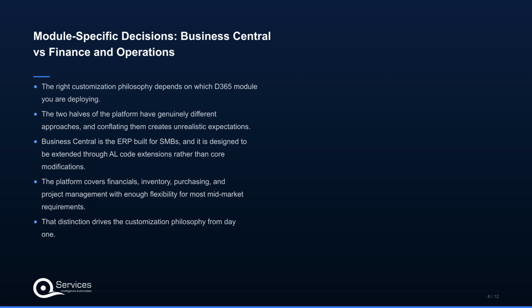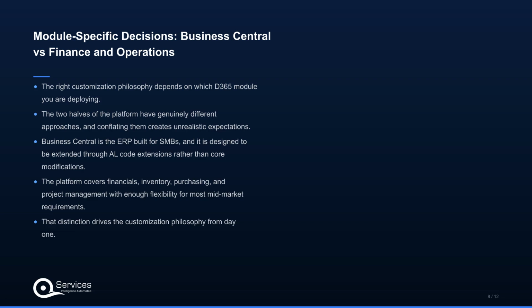Business Central is the ERP built for SMBs, and it is designed to be extended through AL code extensions rather than core modifications. A certified Dynamics 365 Business Central partner will tell you that most Business Central implementations for companies under 200 users need very little custom AL code. The platform covers financials, inventory, purchasing, and project management with enough flexibility for most mid-market requirements.